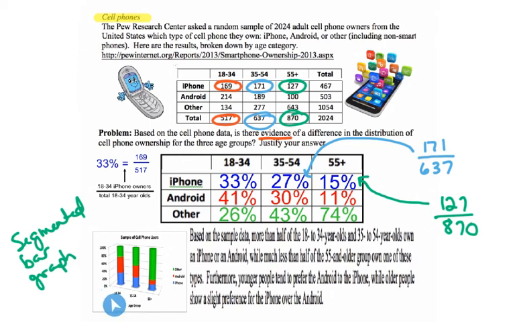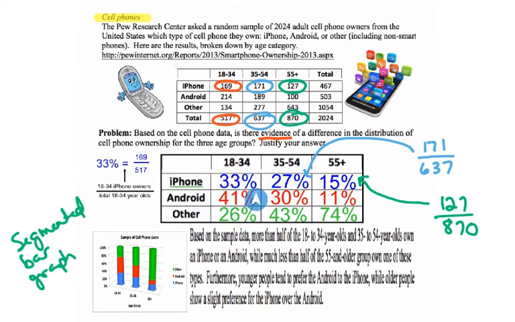So if I look at the 18 to 34-year-olds, for iPhone, because if you can see the key, it's kind of small. The blue is iPhone, red is Android, and green is other. So 33%, that blue piece is going to represent 33% of all the 18 to 34-year-olds. Androids came in at 41%. So if you take 33 plus 41, you get 74. So that red part is going to go all the way up to 74%. And then 26%, the top green part, represents other.